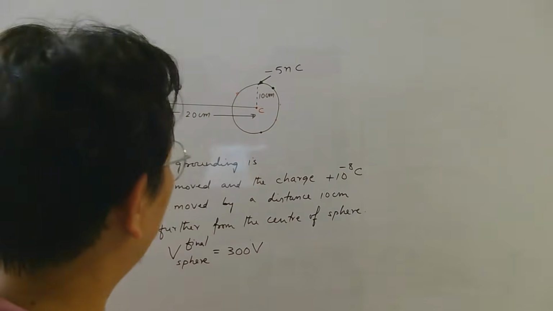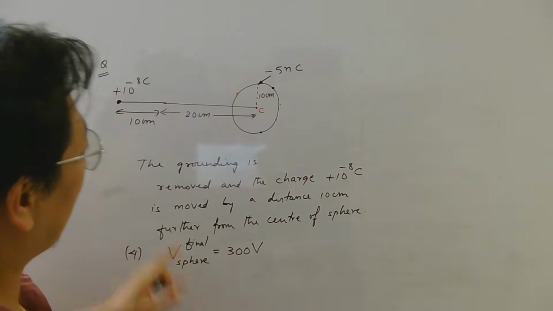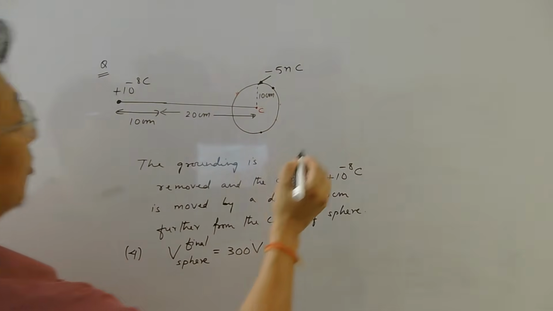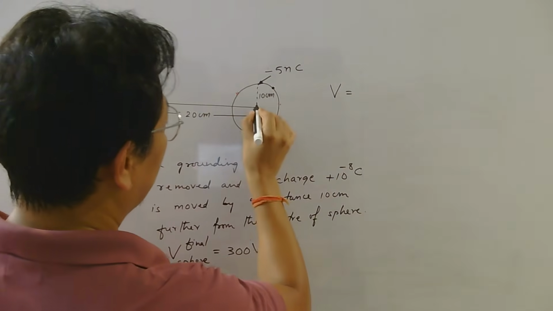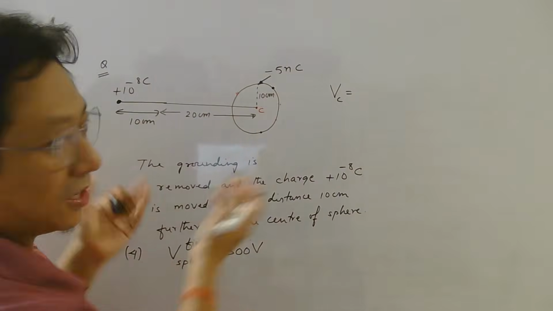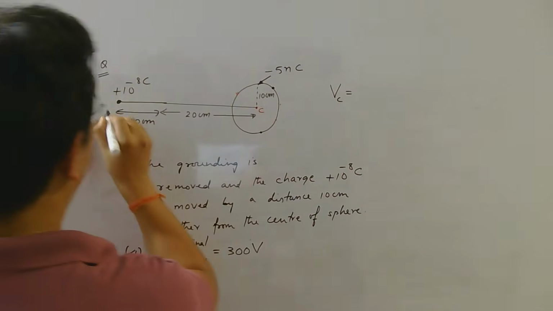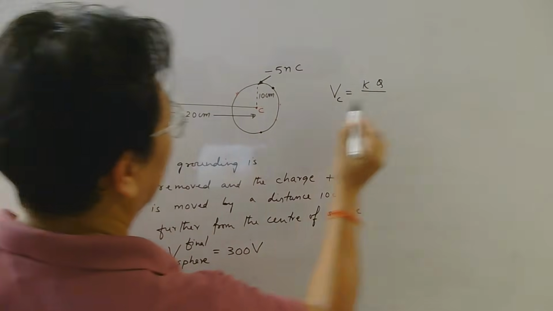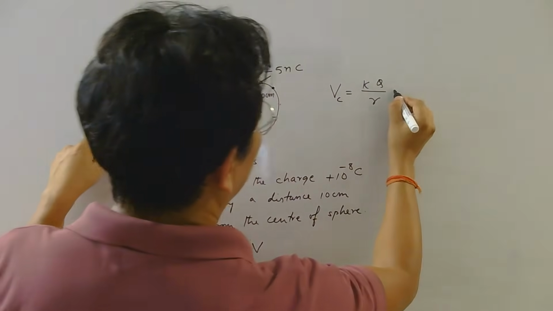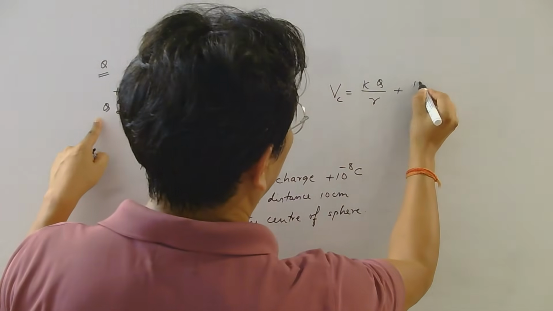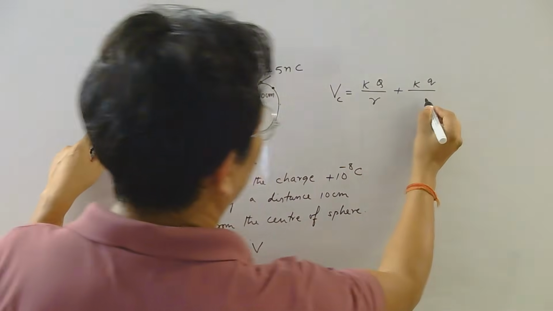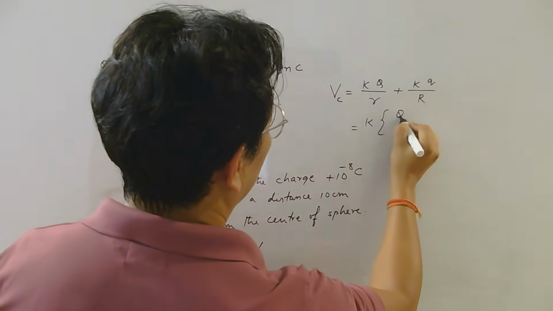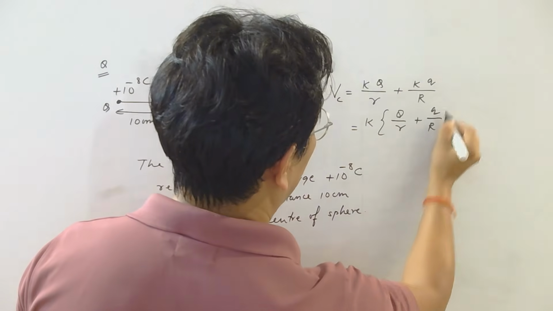Now in the fourth part, we have to find the final potential of the sphere after all these changes are done, which is given to be 300 volt. So now the potential of the sphere will be same as potential at the center, because even now the charges are outside only, right? And due to this charge, let me call this charge q, it will be kq by distance between this q and center, let's say it is small r, plus due to this charge on the sphere, it will be kQ by radius of the sphere, which is capital R. And that will be equal to k can be taken outside, q by r plus Q by capital R.